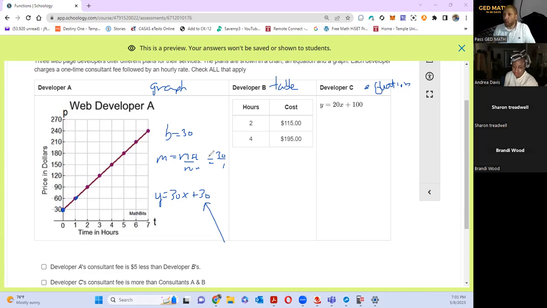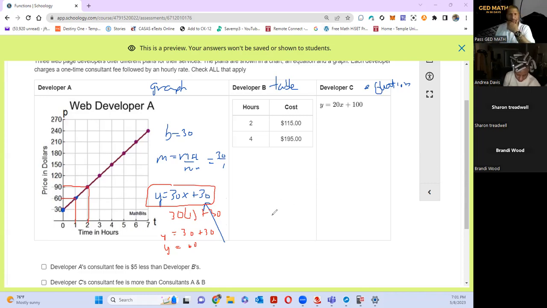Let's check it on our graph. If I do 1 hour, 30 times 1 plus 30, 30 plus 30 equals 60. So when X is 1, my Y is 60. When X is 2, my Y is 90. Again, you have to have a conceptual understanding of what a graph is when they give it to you. What's my y-intercept? What's my slope? Can I get the equation of the line? So I know my first equation, y equals 30x plus 30. So developer A charges a $30 consultant fee and $30 per hour.